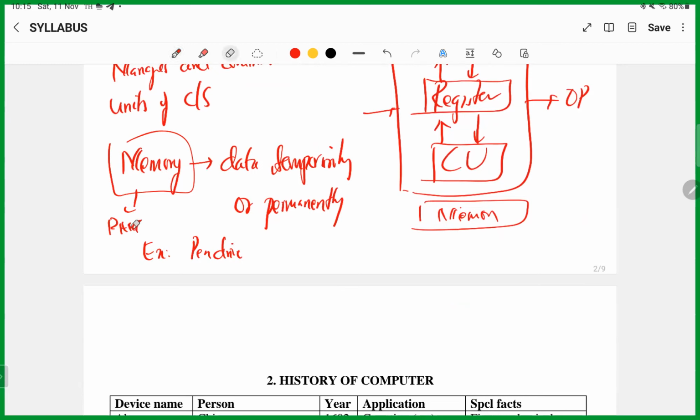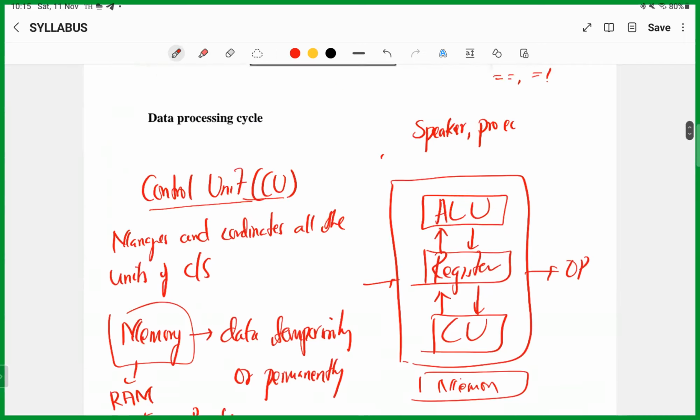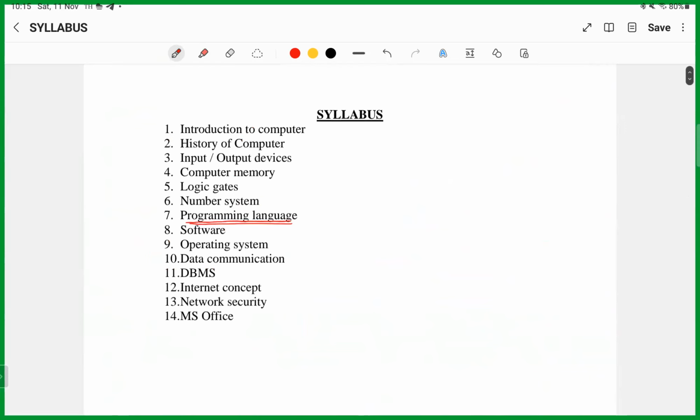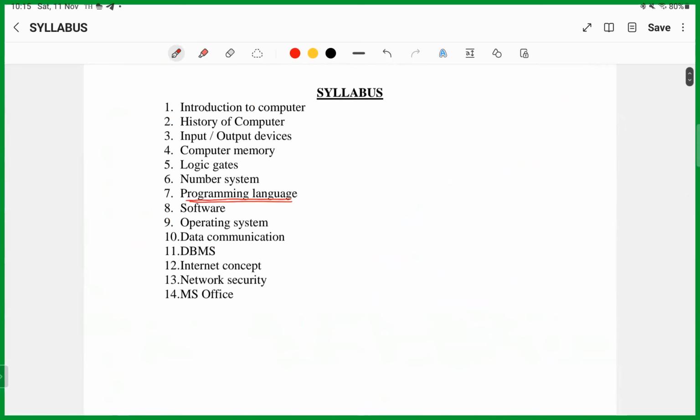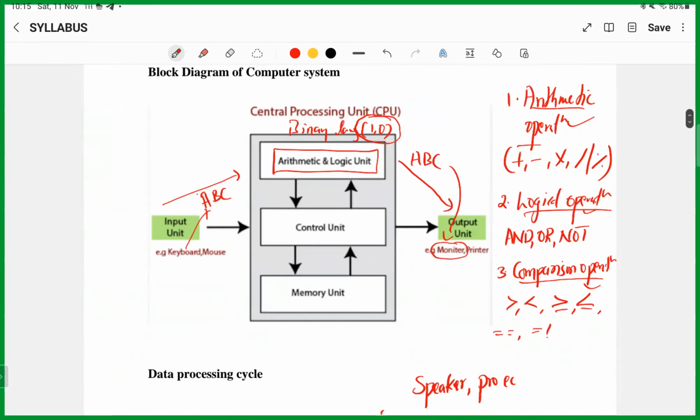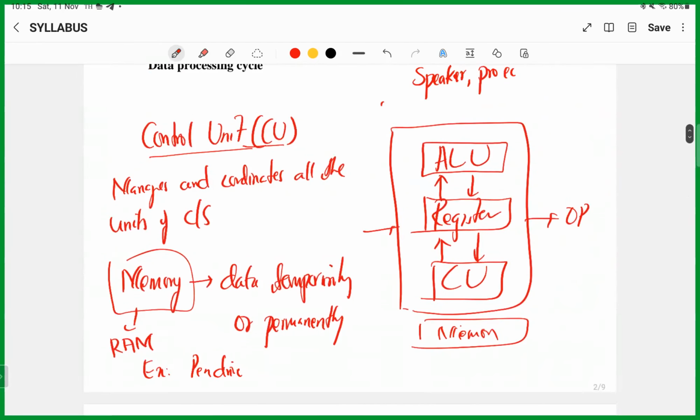RAM. Okay. So we'll be studying memory devices. Again, we have this chapter separately, I suppose. Yeah, computer memory is the fourth chapter. We'll be studying in detail about that. Is it clear, guys? The second topic. Is it clear?